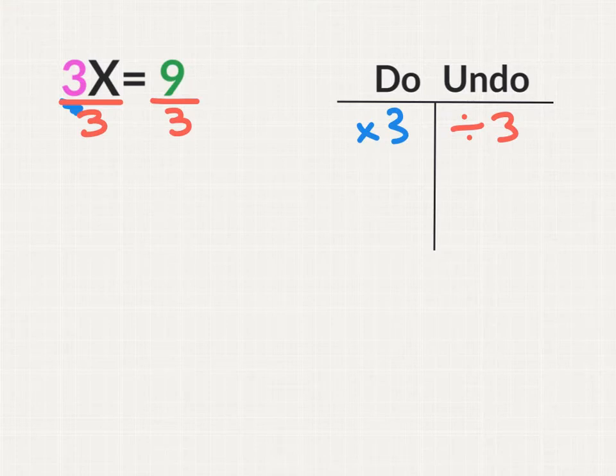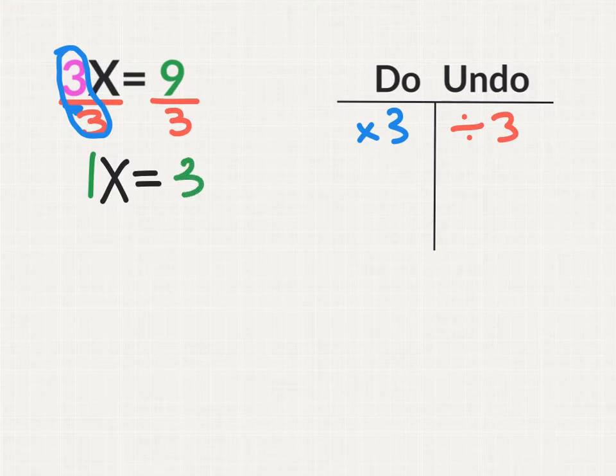And we know that 3 divided by 3 is 1. So that leaves me with 1x. 3x divided by 3 is 1x. And 9 divided by 3 is 3. Now, if I have 1x, do I need to write the 1? Or can I just simply write x? X is 1x. So there's no need to write a coefficient of 1. So x equals 3 is our solution.